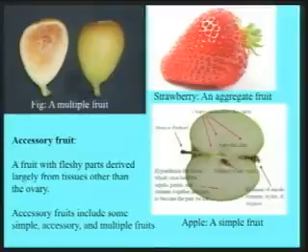And an apple or a pear is a really great example, one that you're no doubt really familiar with, that represents a simple accessory fruit. The really tasty, most fleshy part of an apple, the juiciest, most delicious part, is not the ovary, not the ripened ovary. The ripened ovary is the papery core that we tend to discard.